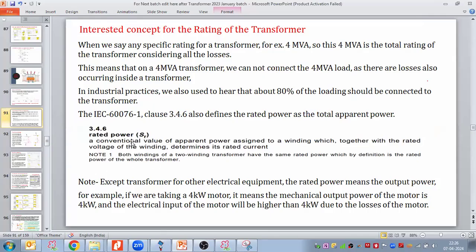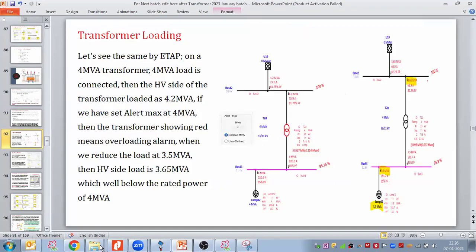So this is the case only for the transformer. Except the transformer, if I take the motor, this is not the case. If I say a 4 kilowatt motor, or 400 kilowatt motor, it means, for example, for a 4 kilowatt motor, the 4 kilowatt is the mechanical output power of the motor. The electrical input of the motor would be higher than 4 kilowatt. It may be 5-6 kilowatt, due to the losses of the motor. The same concept we have written here.